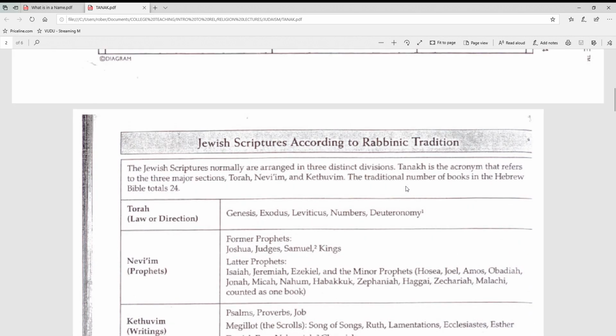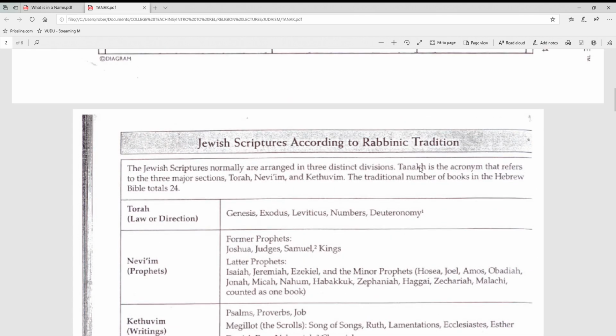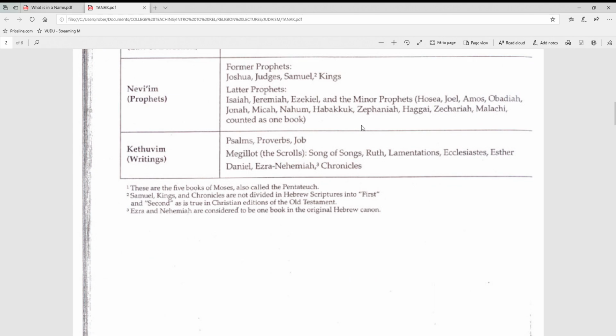Here is just how it's written in another way for you. And you can see Tanak, T-A-N-A-K, sometimes with an H. And again, the more dominant way I've seen is just T-A-N-A-K itself. So the 5 books of Torah, the 8 books of Nevi'im, and the 11 books of Ketuvim. These 3 points are interesting.